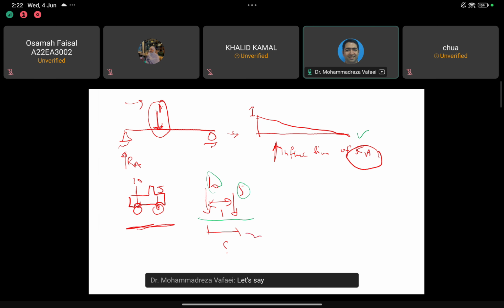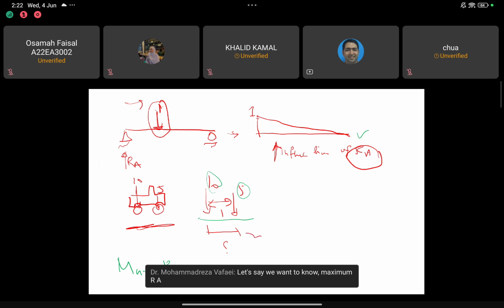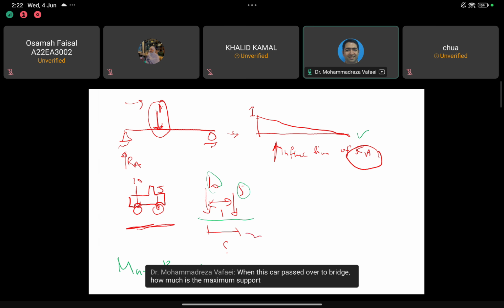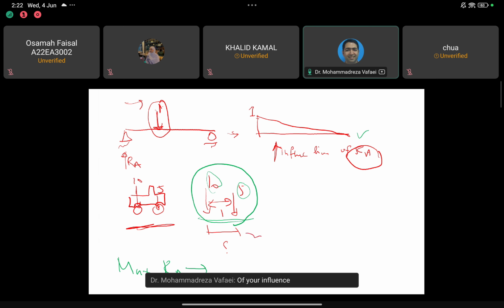Let's say we want to know maximum RA when this car passes over the bridge. How much is the maximum support reaction when the car passes over the bridge? If you want to get that, you need to place your load, which is representing the car, at the locations where the height of your influence line is the largest. So you see the height of the influence line in the beginning equals 1 and then decreases to 0. So the largest height is here.